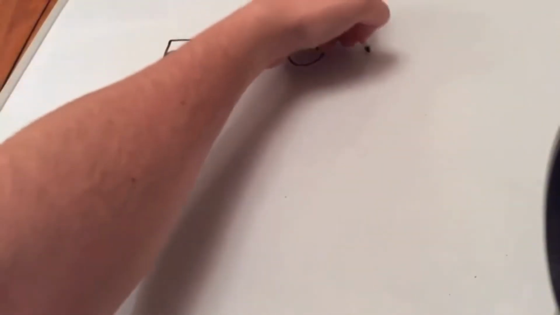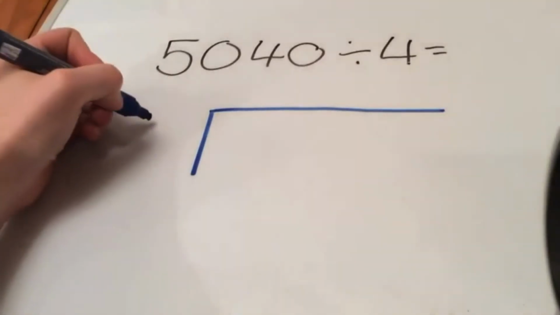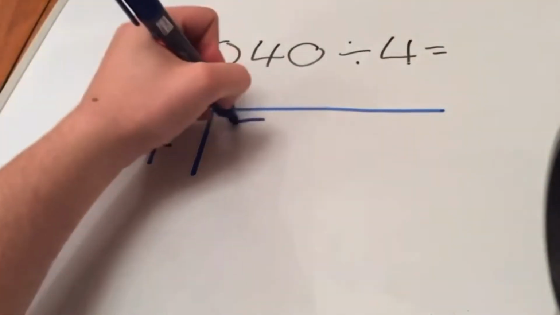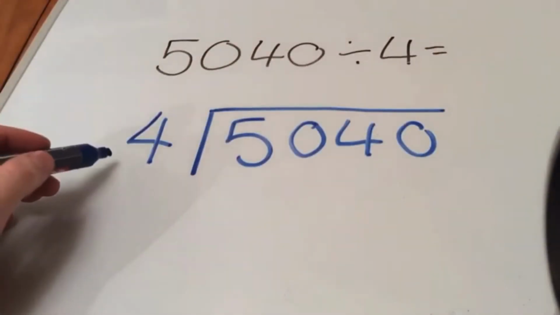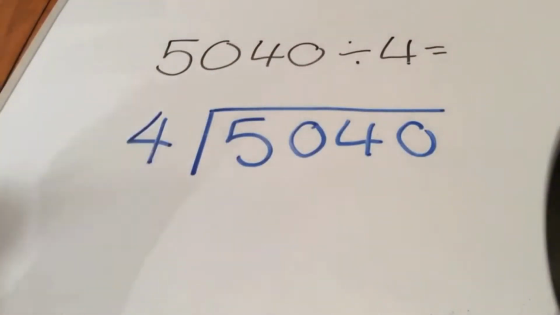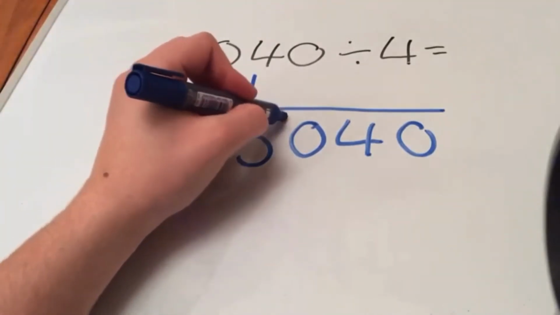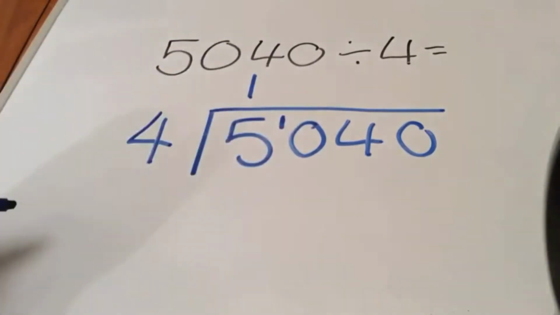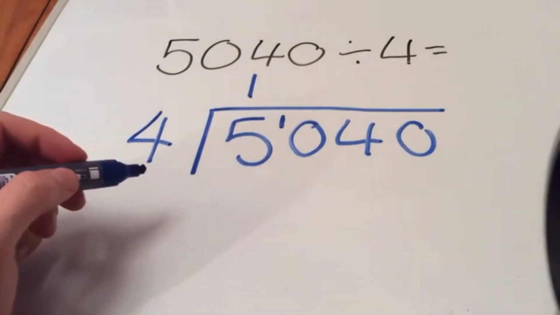Final example is 5,040 divided by 4. Remember, the number we are dividing by goes on the outside of the bus stop and the other numbers inside. Okay, so how many 4s can we get into 5? Well, we can get 1, but we still have 1 left over. Okay, so we carry that over. How many 4s can you get into 10? Well, we can get 2.